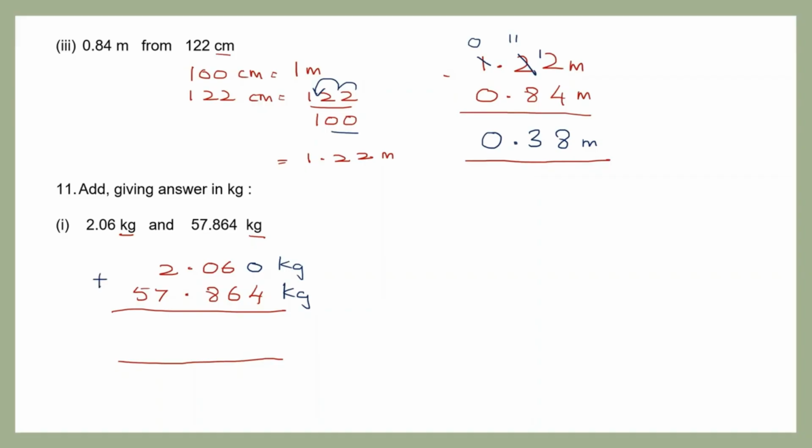Add both these. Okay, so 0 plus 4 is 4. 6 plus 6 is 12. Carry 1. 8 plus 1 is 9. Decimal point. 2 plus 7 is 9 and 5. Write down your unit, kilograms. So your answer is 59.924 kilograms.